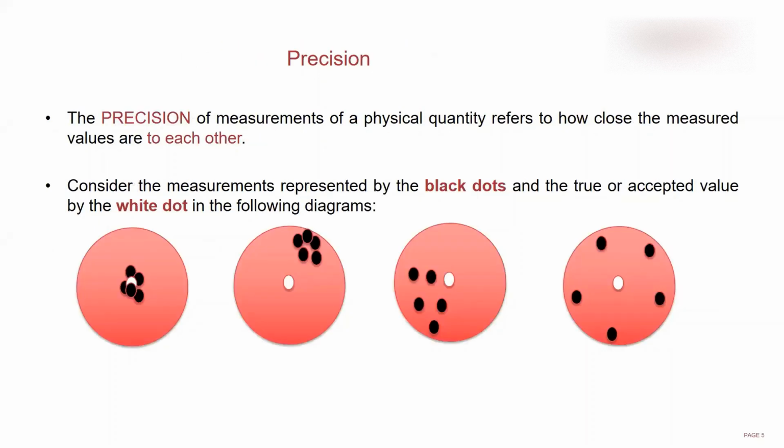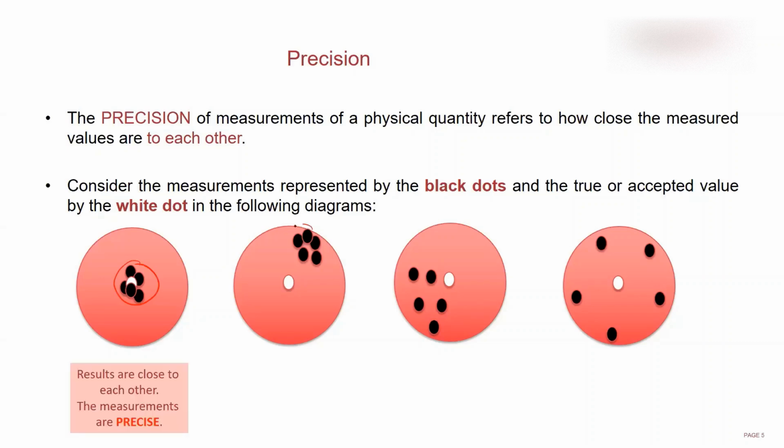The precision of measurements of a physical quantity refers to how close the measured values are to each other. Let's take this example to understand precision. Here we have some measured values, represented by black dots, and the true or accepted value represented by the white dot. When you consider the first set of measurements, the black dots are close to each other, so we can say the measurements are precise.